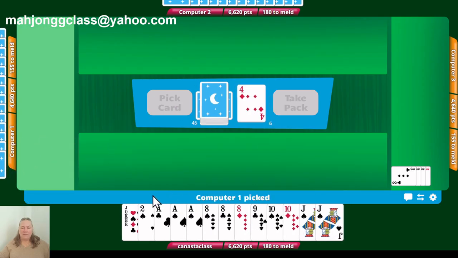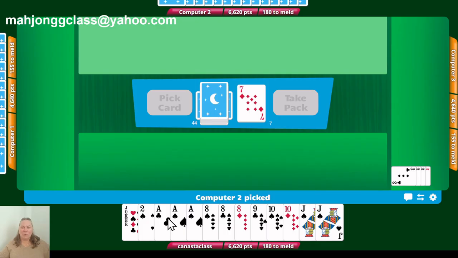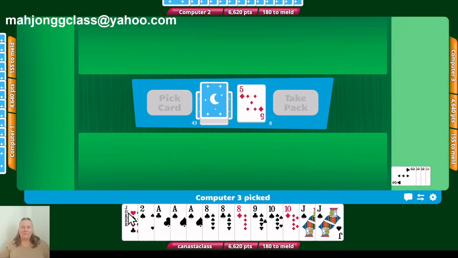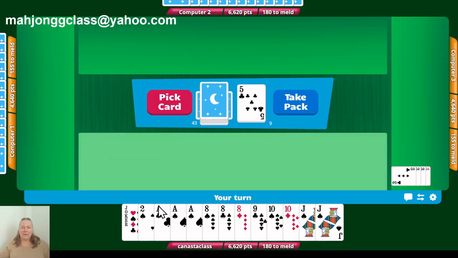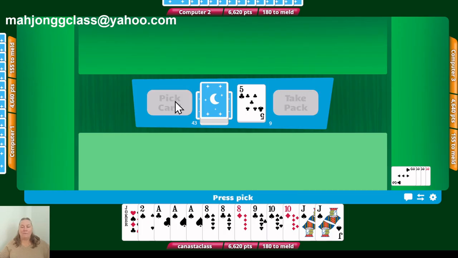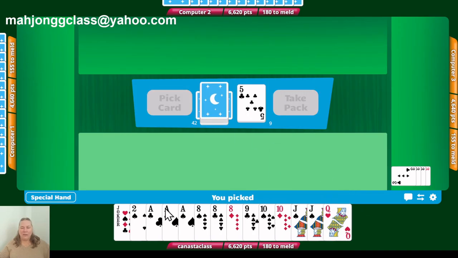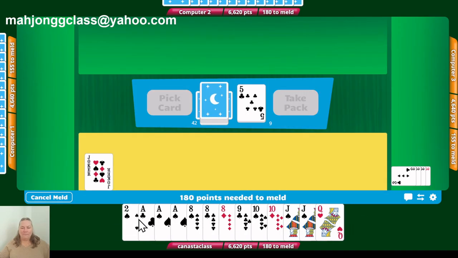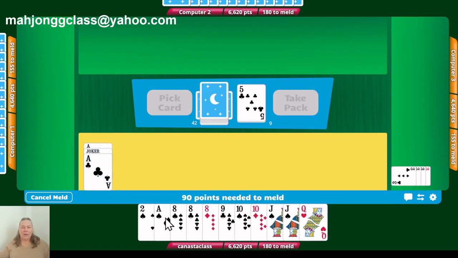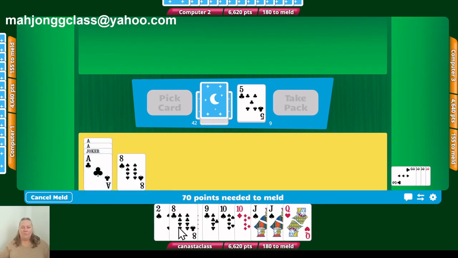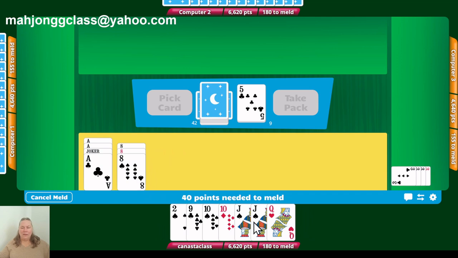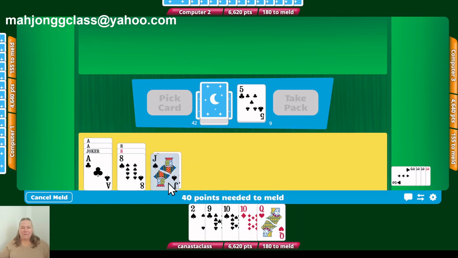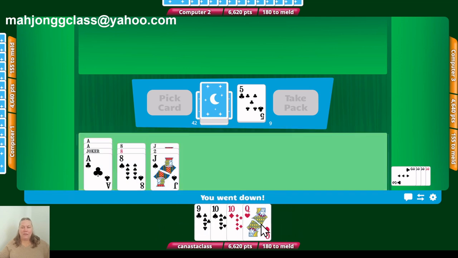Now in this case, I am keeping 3 aces. I'm trying to get to 180. So we have 50, 60, 70, 80, 90, 110, 20, 30, 40, 50, 60, 70, 80. We have plenty of cards. I think I am going to open aces with a wild. My 8s I'm going to leave clean. And I think I'm going to put jacks down. And I'm going to discard a queen.